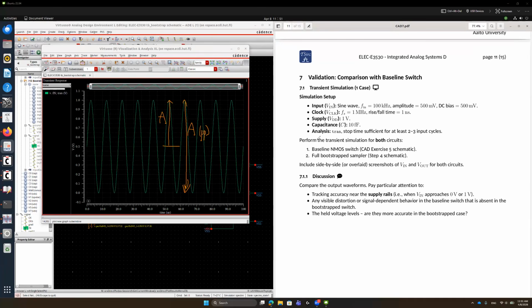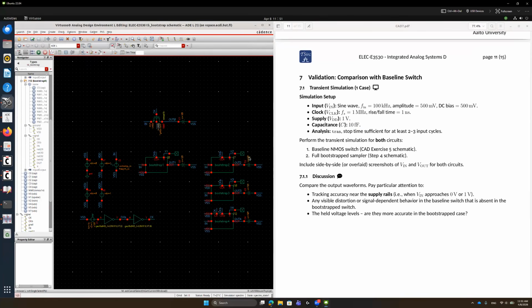Peak-to-peak, and the supply voltage is 1 volt and capacitance 10 femtofarad. I think we already saw it. 10 femtofarad here, 10, 10, 10, 10. And at least 2 to 3 input cycles. Perform the transient simulation for both circuits.